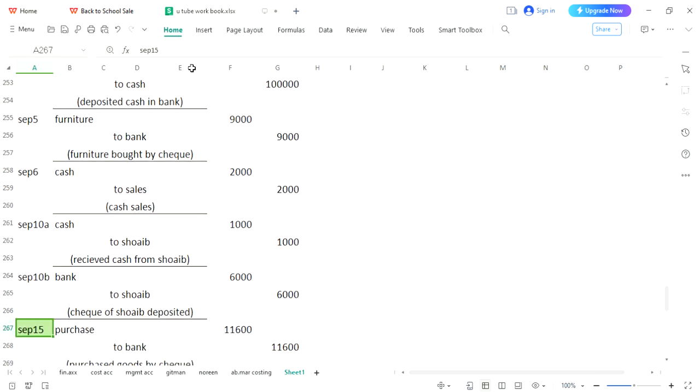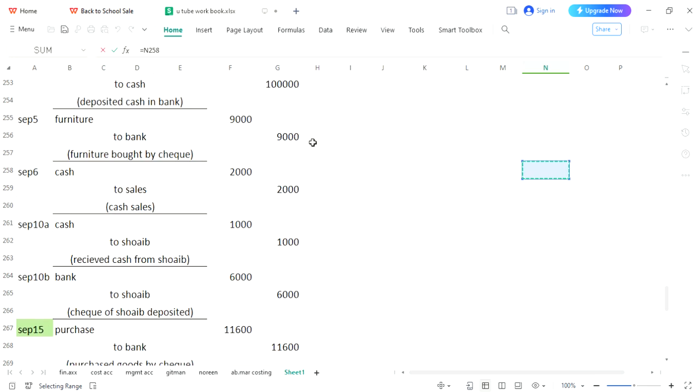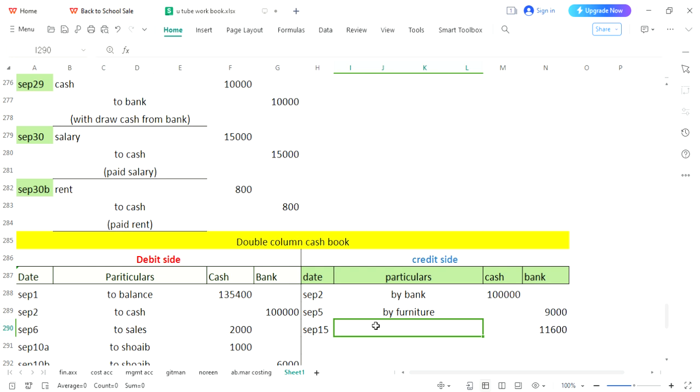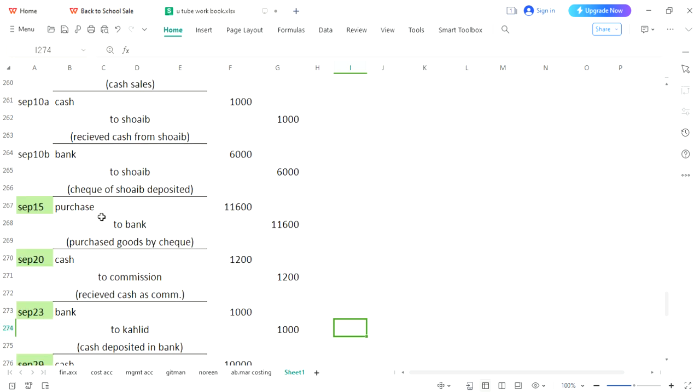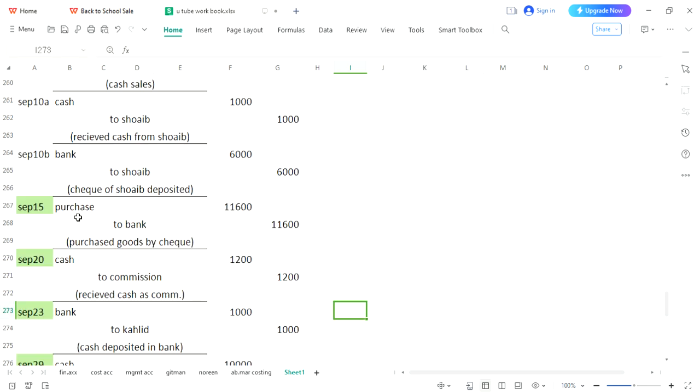After 10B, we are at September 15, where bank is credited. So you will come over here, just put the date September 15, and here bank is credited September 15. How much? Look at this, 11,600 is written on credit side, and you have posted over here. For reference, you will see what is written on the opposite side, that is purchase. So you will write purchase over here. September 15th entry is also completed. We are going to mark it as it has been done.